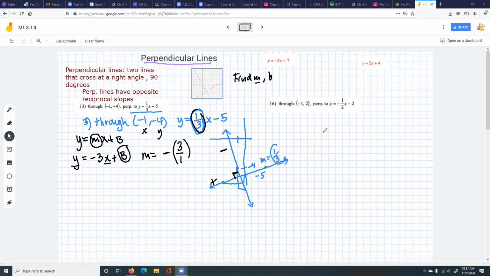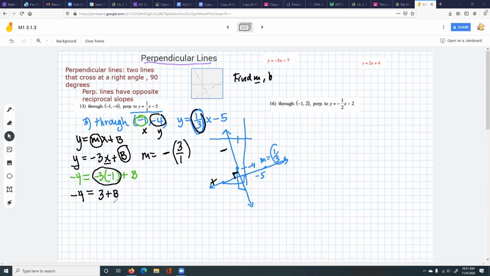Okay, so if I plug in x and y, we're gonna start with y, right? -4. So let me change colors here. So I'm gonna put -4 equals, and that's my y, -3 times my x, which is -1 here. X is -1 plus b, okay? So how do we do this? We're just gonna multiply these two first. Order of operations, -3 times -1 is +3 plus b equals -4.